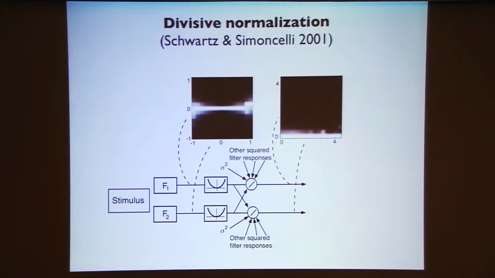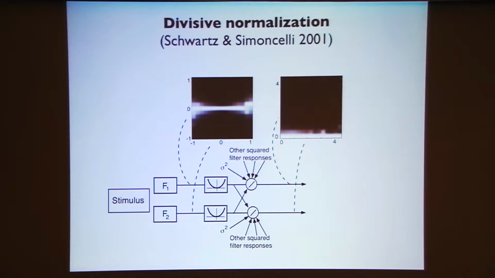And so if you look now at these two units, which are normalized by other units in the population, then you see that it removes these common magnitude fluctuations. You no longer have these bow ties that are present. Okay, so that's one answer, which is to remove the dependencies.